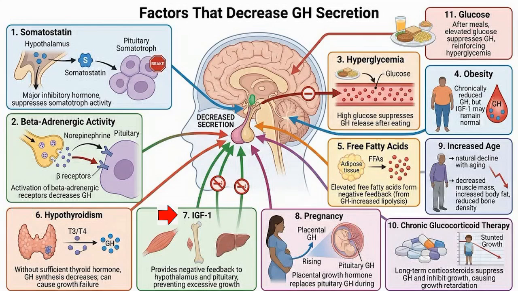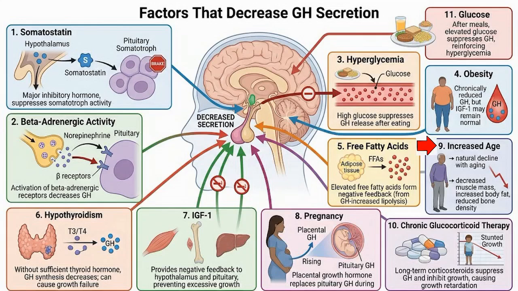7. IGF-1. IGF-1 provides negative feedback. When IGF-1 levels become high, it signals both the hypothalamus and pituitary to reduce further GH secretion. This prevents excessive growth. 8. Pregnancy. During pregnancy, the placenta produces placental growth hormone, which largely replaces pituitary GH. As placental GH levels rise, secretion of pituitary GH falls.